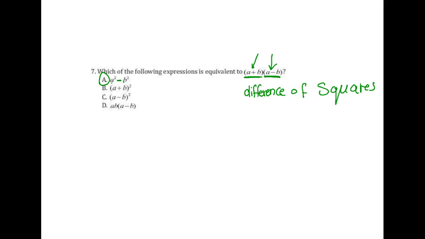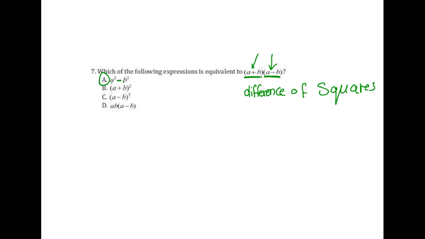Now, if you're like me and you forget where you put your Promethean pen, then you probably might forget the rule. Now, that's not cool, but it's okay. It's still doable. So if you don't remember your rule, you can always use the FOIL method or the box method that we learned in class. So let's use the box.